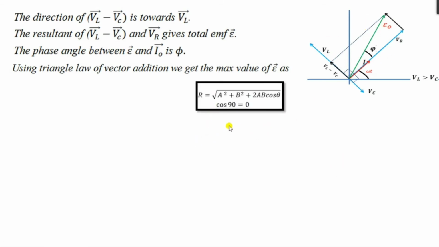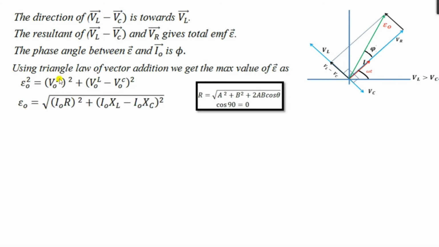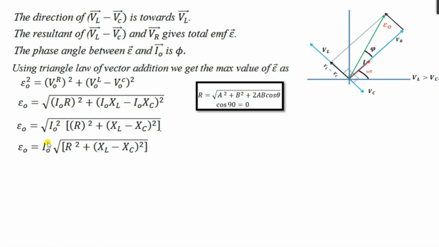According to the triangle law of vector addition, the resultant of two vectors is equal to the square root of a square plus b square plus 2ab cos theta, and here the angle between VR and VL minus VC is 90 degrees. So we don't write this term because cos 90 is 0. Now I'm writing the same expression, putting in the values of V naught R, V naught L and V naught C. I'll take I naught common from these terms, and I square will come out, and we are left with this.